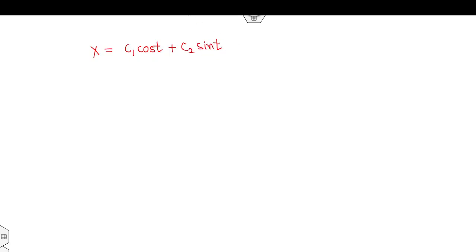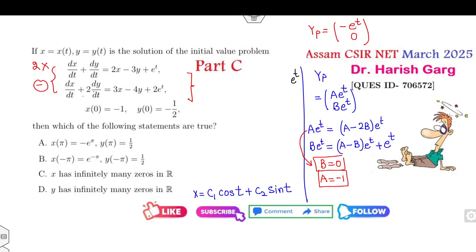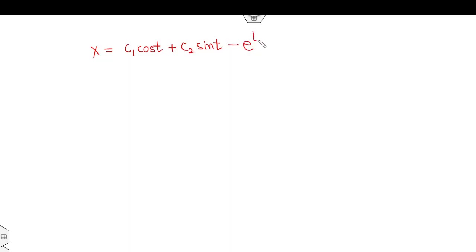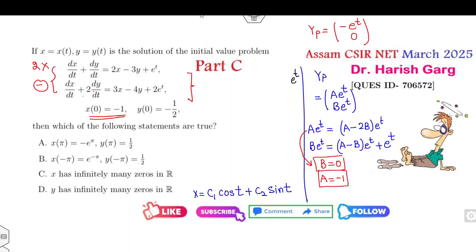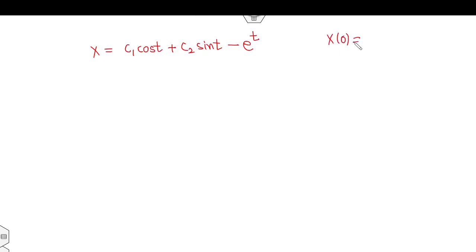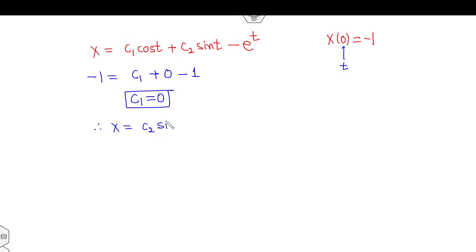First I am writing the x part. This is minus e raised to power t. Clear? Now what is the given condition for the x? X of 0 is equal to minus 1. So t value is 0, x is minus 1. It's c1, sine 0 is 0, e raised to power 0 is 1. So c1 will be 0. Therefore, x value will be c2 sine of t minus e raised to power t.